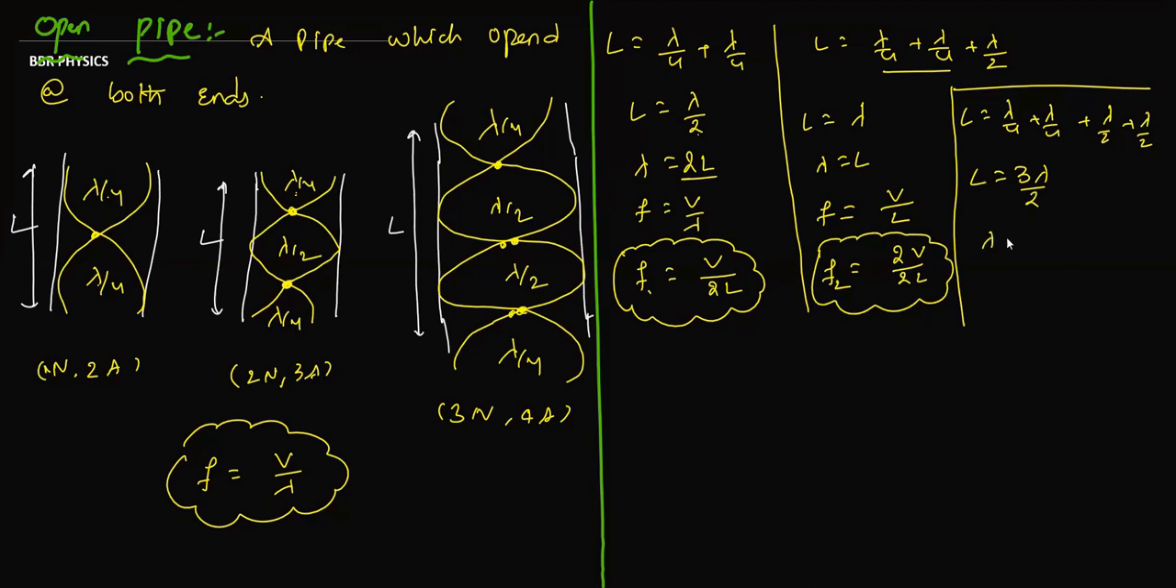So for lambda equal to what can we write now? 2L by 3. So what is the frequency formula? F equal to V by lambda. Lambda value, how much are we having? 2L by 3. 3 will come to the numerator. This is the third frequency which you can take here.